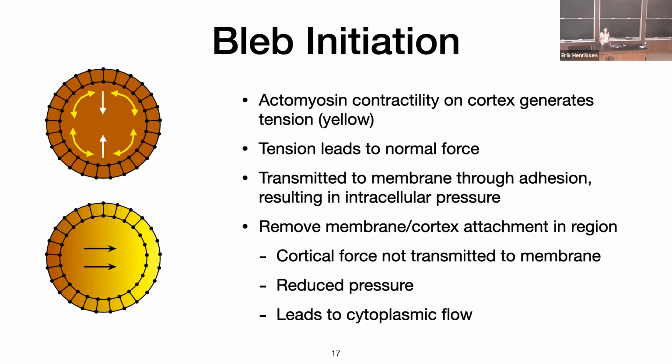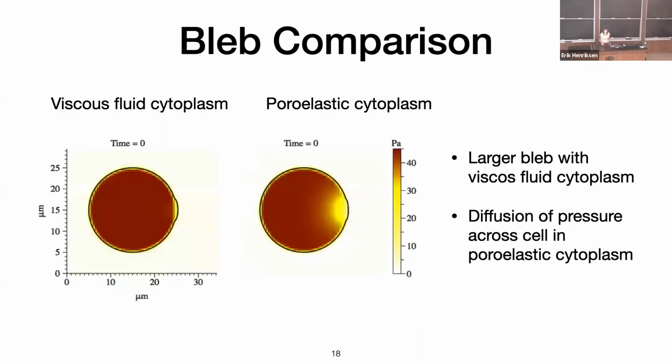So the cell is very pressurized. There's high pressure on the inside, low pressure on the outside. And so what I do is I remove some of the membrane cortex adhesion links, and then that force from the actomyosin contractility is not transmitted out to the membrane. And so you get a pressure gradient, which then leads the membrane to expand and the bleb to form. So that's the picture that we want to keep in mind.